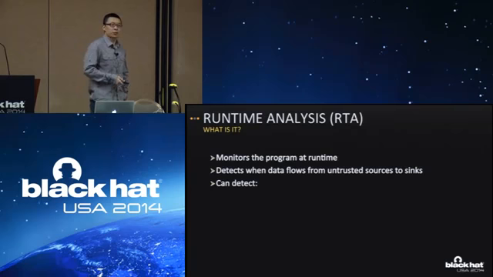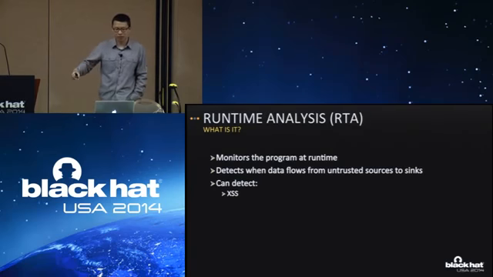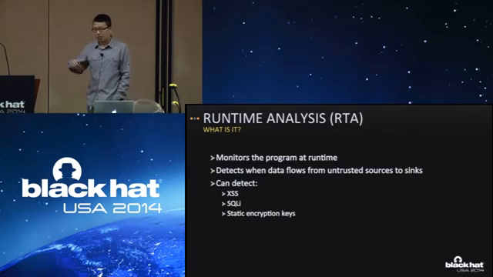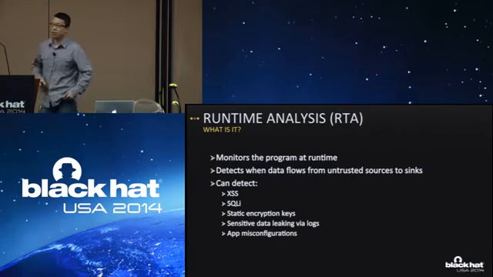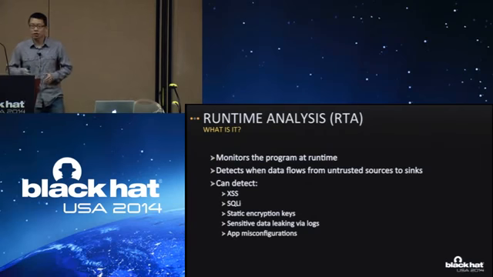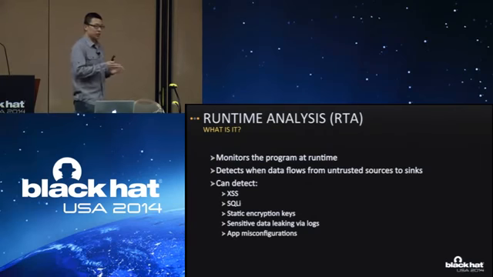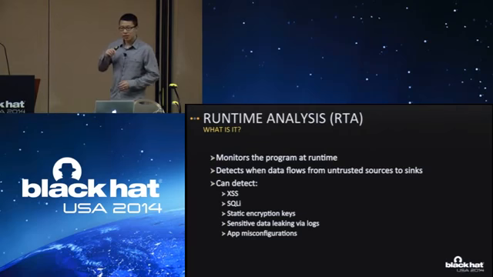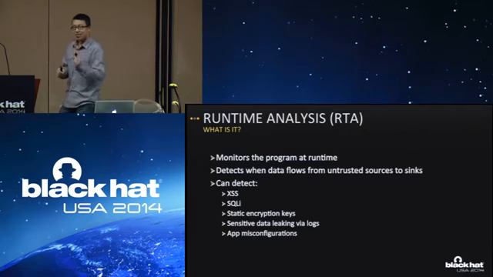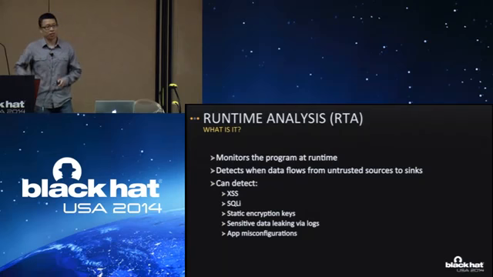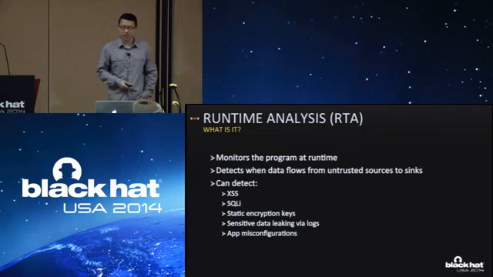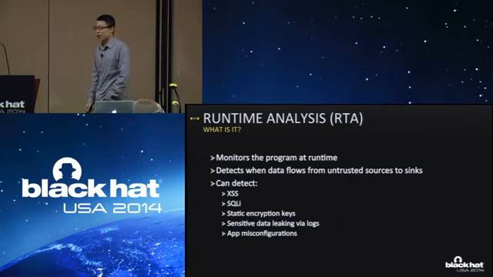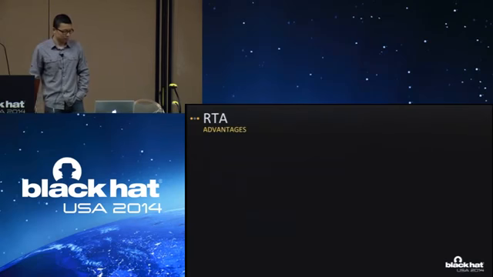And you can detect vulnerabilities such as XSS, SQL injection, static encryption keys, or secrets leaking to logs, or more complex issues, such as a multi-tenant application where you do not want user A's data leaking to user B's zone. So you can easily tag your data and say that data is from user A and never let it go to other users unless you allow it to. Those are all vulnerabilities associated with data flows. And even control flows, we have ways to track in runtime analysis as well.